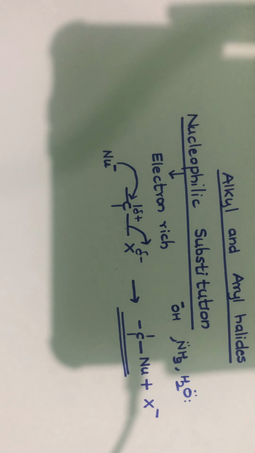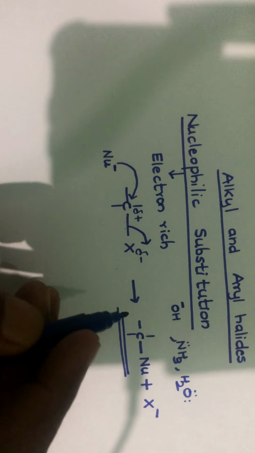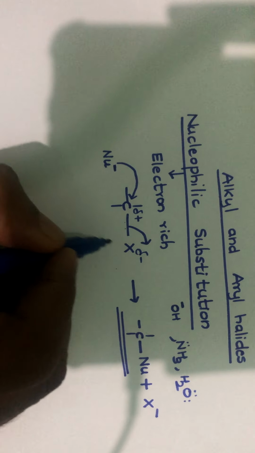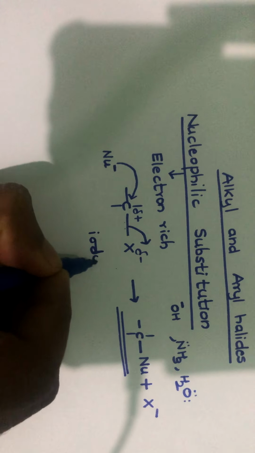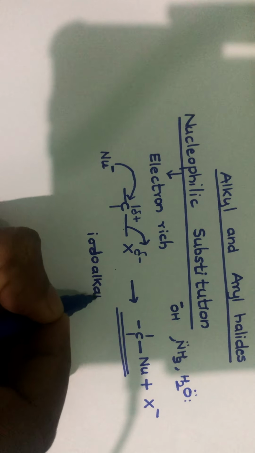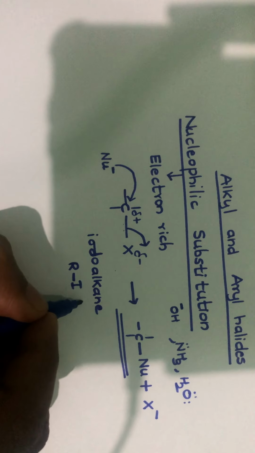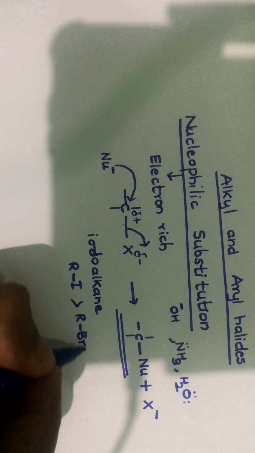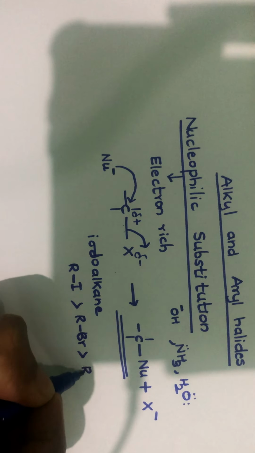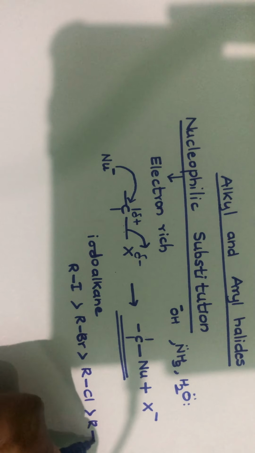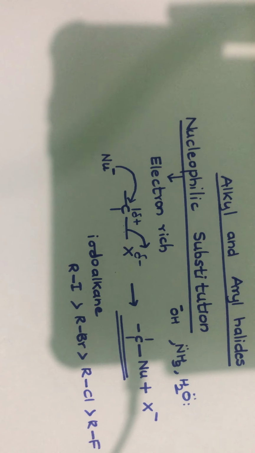Now, if you consider the reactivity order of the halides, iodoalkanes, that is RI, are more reactive than bromoalkanes. Bromoalkanes are more reactive than chloroalkanes, which are more reactive than fluoroalkanes. So the reactivity order is like this. Iodoalkanes are generally the most reactive.